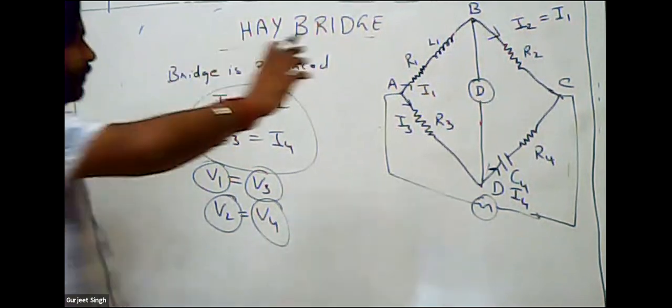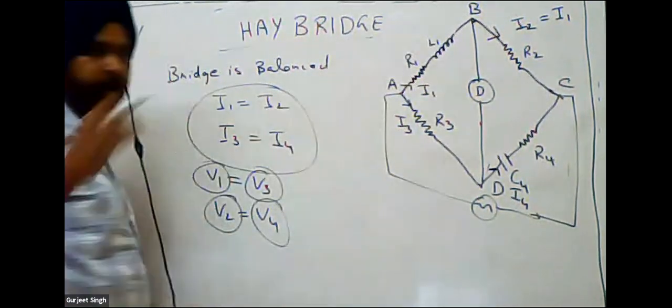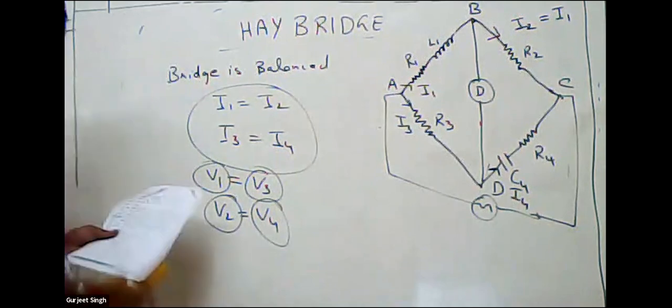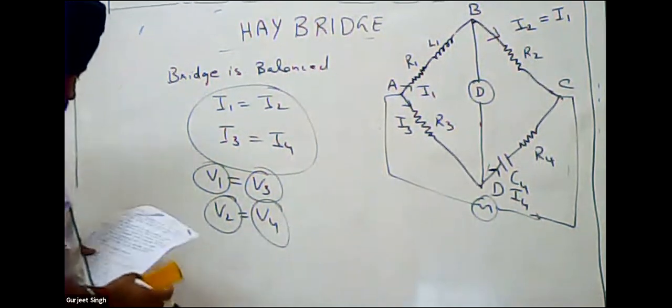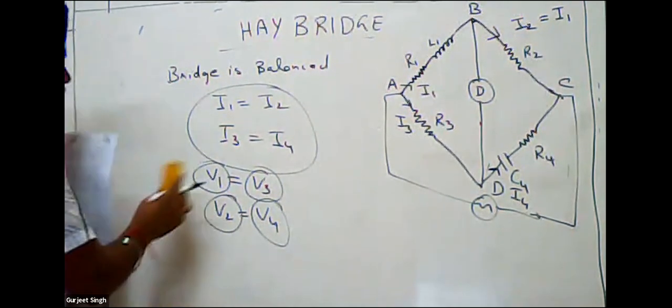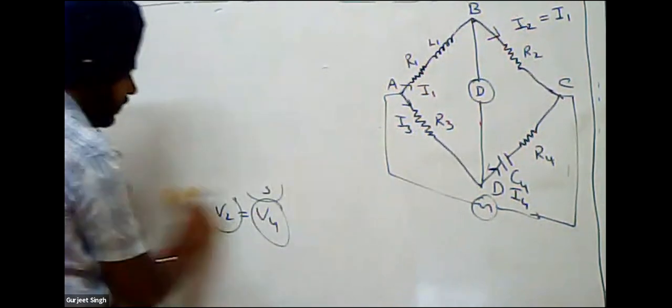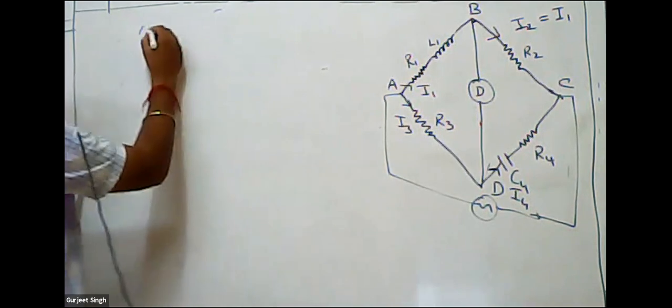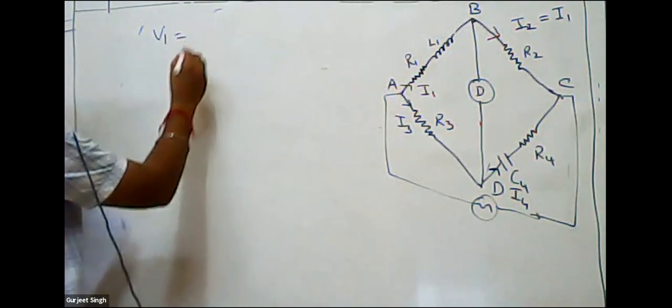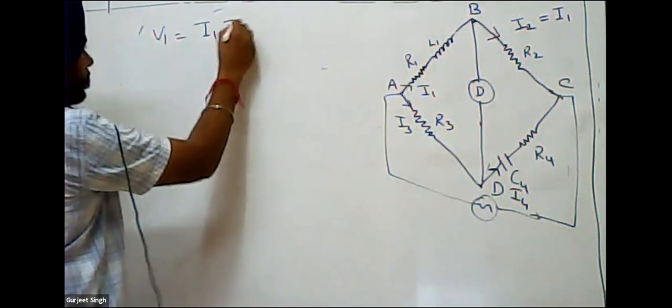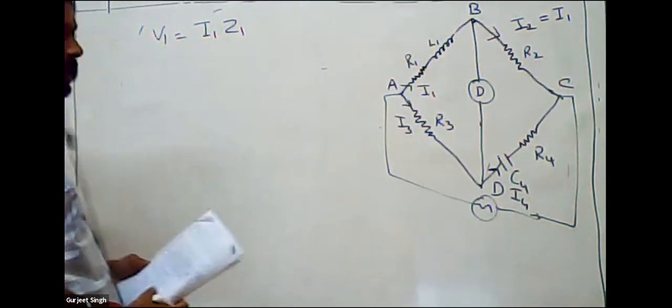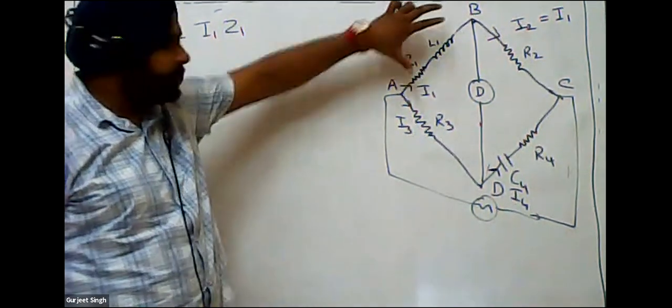So what is the value of this V1? Voltage across the arm V1. So we will write down V1 is equal to, we will find out the value of V1 is equal to I1 Z1. Okay, Z1 is the impedance of this arm.